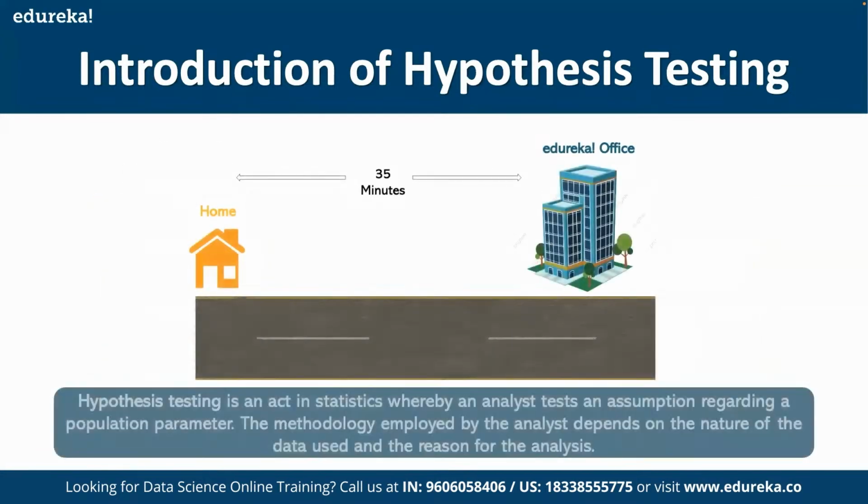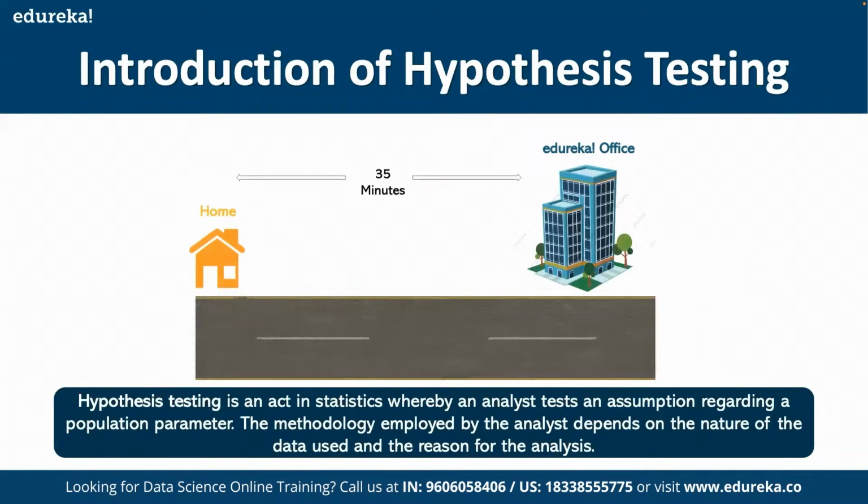Here, when we talk about hypothesis testing, it is an act in statistics where an analyst tests an assumption regarding a population parameter. In the previous example, the population parameter is the lead content in the Maggi noodles produced by the Nestle company. We are going to test that assumption for the population parameter. The methodology employed by the analyst depends on the nature of the data and the reason for the analysis. So that's the overall idea.